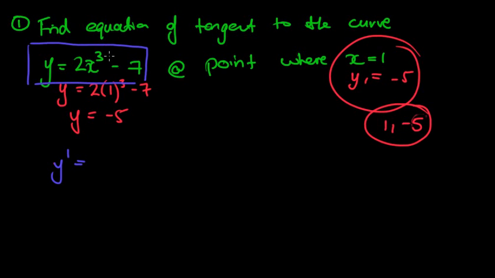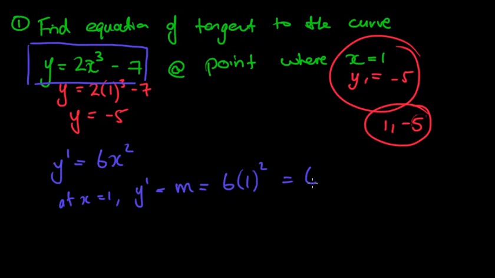So let's do the derivative of this. 3 times 2 is 6x squared. The derivative of minus 7 is nothing. So we know that the gradient is given by the expression 6x squared. At the point x equals 1, y dash, which is equal to the gradient, is equal to 6(1 squared). We're just substituting in x equals 1, which is equal to 6.